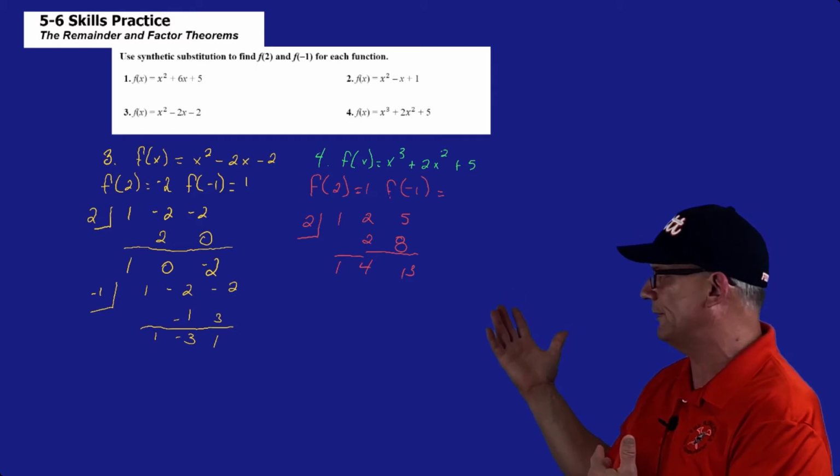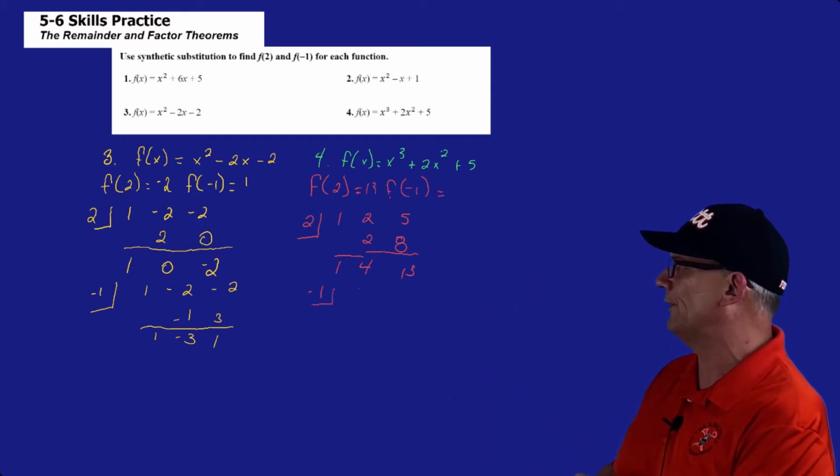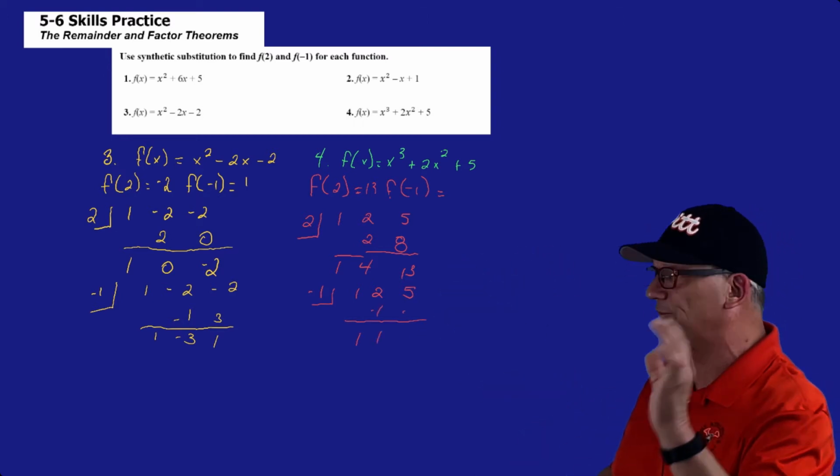Now let's do the -1. Same coefficients. Bring down the 1. -1 times 1 is -1. Add them together, you get 1. -1 again, add them together, you get 4. So when we use f of -1, we get 4.